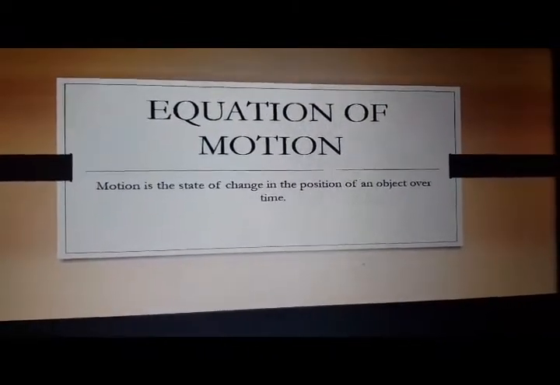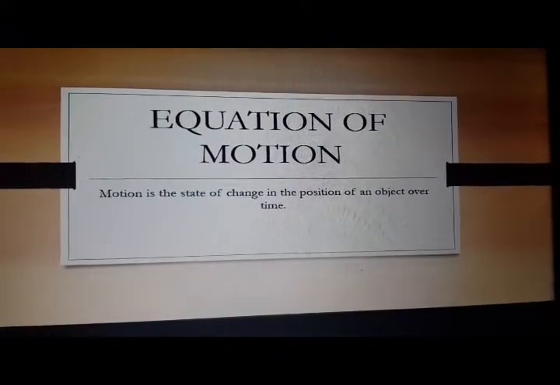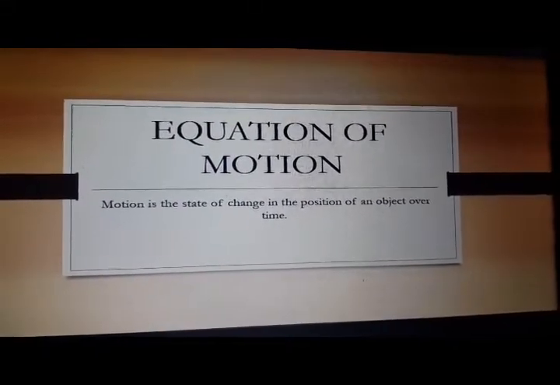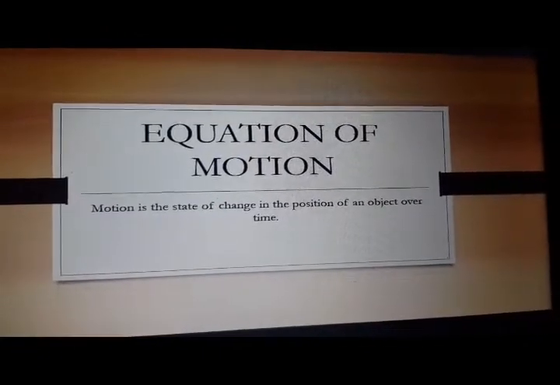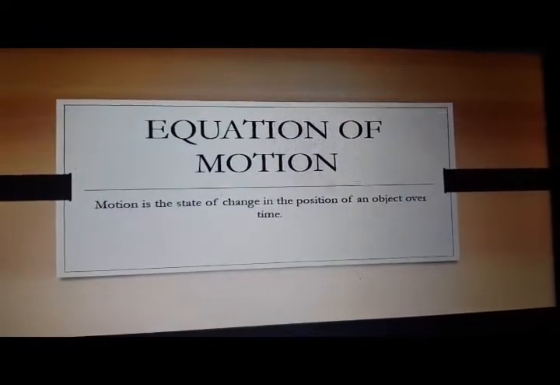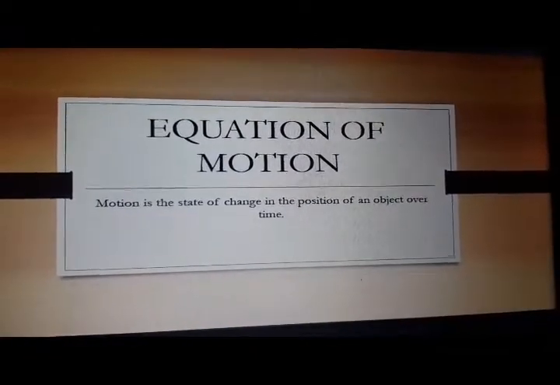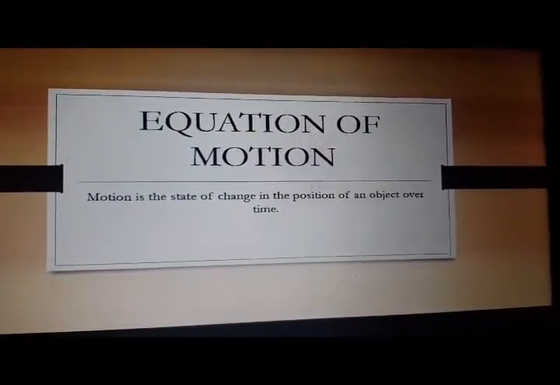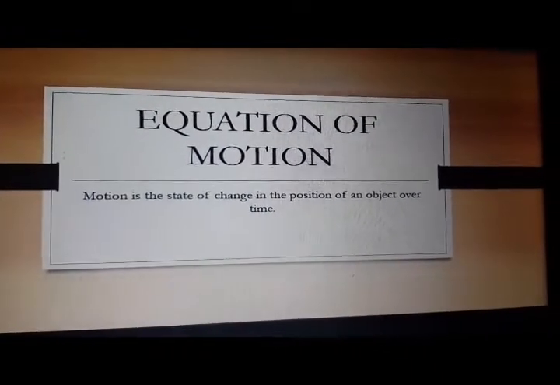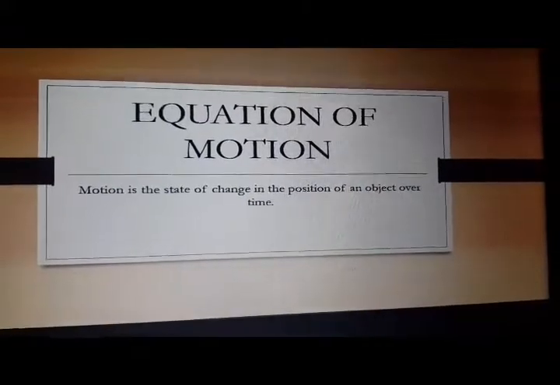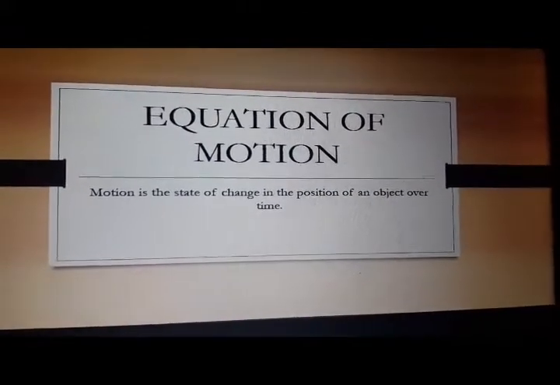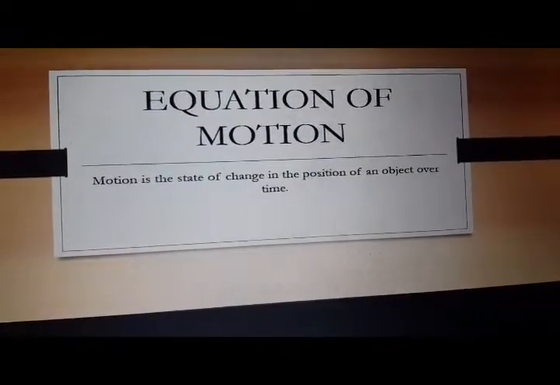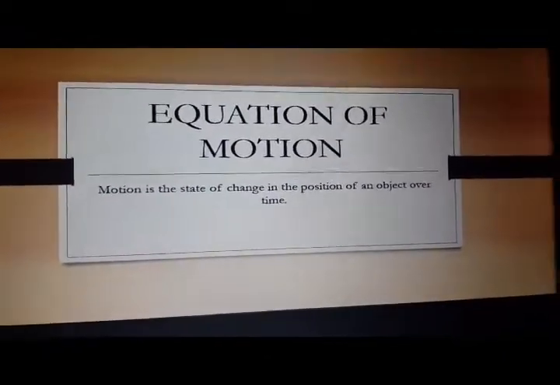In that motion, you cover a distance, and it is measured by time. The time that you take to go from one place to another is what we call being in motion. So motion is a state of changing position of an object over time. Maybe you change position from one place to another within 2 minutes or 1 second. It is measured by time. It's a rate of changing position.